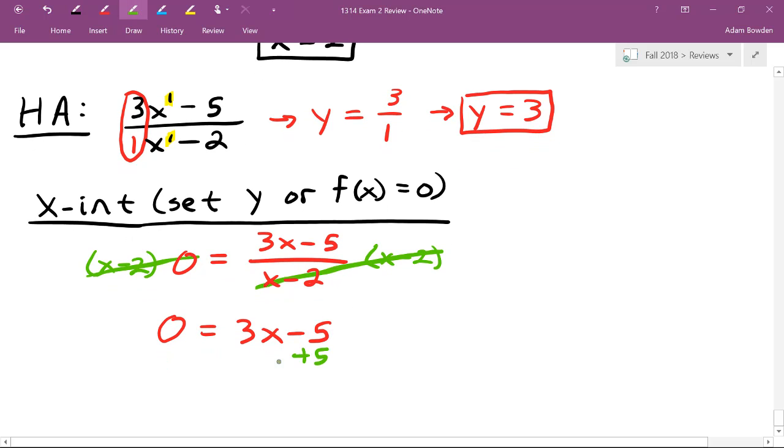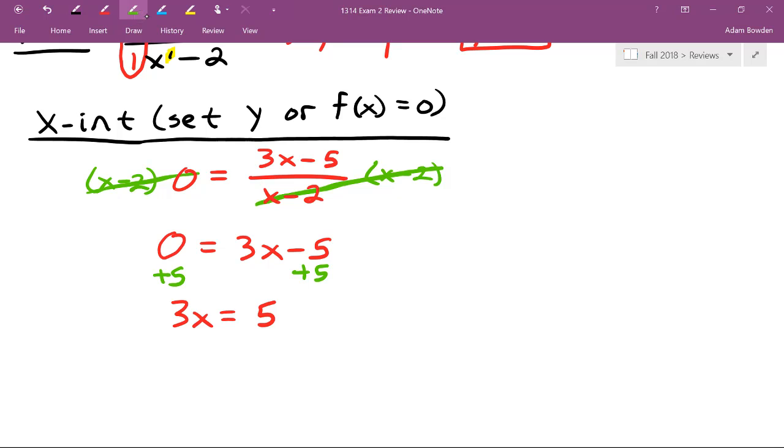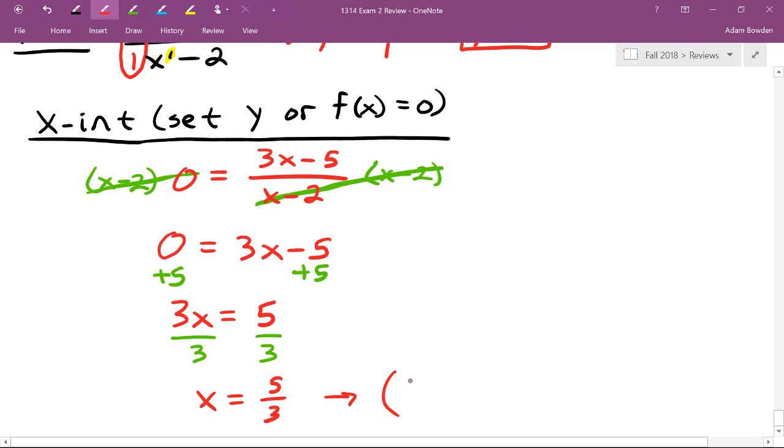We'll add the 5 over. We'll have 3x equals 5. Now we'll divide the 3 to both sides, and we'll have x equals 5 over 3. So that tells us our x-intercept is the point (5/3, 0). Or, if we want to get a decimal number for that as we go about plotting, that would be approximately 1.7 as a decimal.